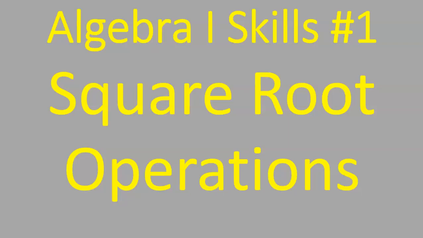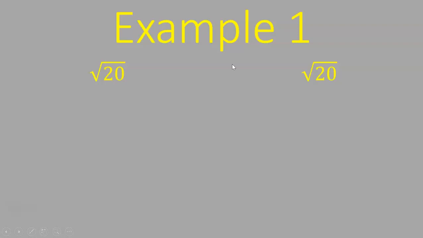Algebra 1 skills number 1, square root operations. So we're going to start with a 2-column slide here to show you 2 different ways to simplify the square root of 20. When we simplify a square root, that doesn't mean type it into the calculator and write down the decimal. It wants you to write it by removing all of the perfect squares within the number. So example here, square root of 20.